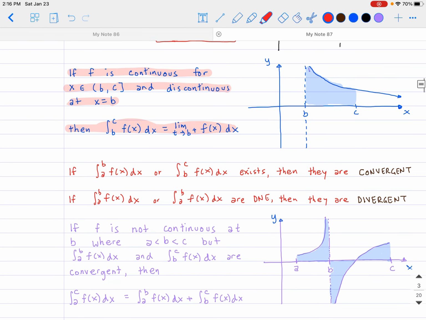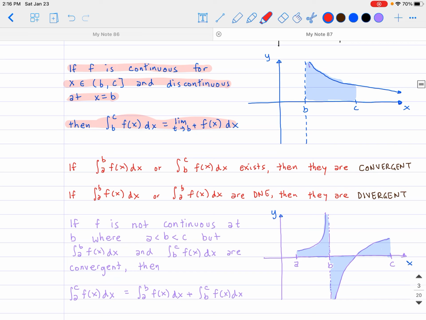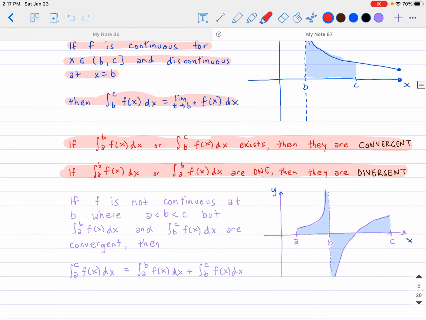A few things to cover just to tie up some loose ends. Just like last time, we can define convergence and divergence according to what we get as a result. So if you solve for the improper integral and it does exist to be some sort of real number, then we say that this is convergent. But if you solve for the improper integral and you get does not exist, meaning that you get some sort of DNE or infinity, negative infinity, then we say that this is a divergent improper integral.